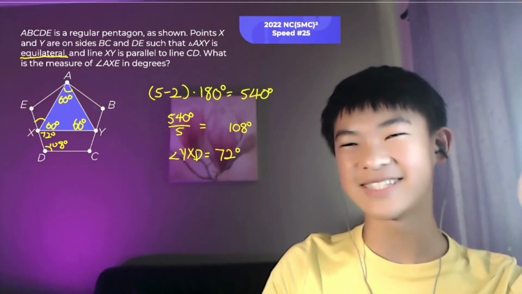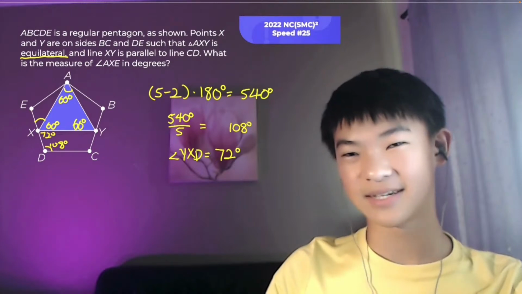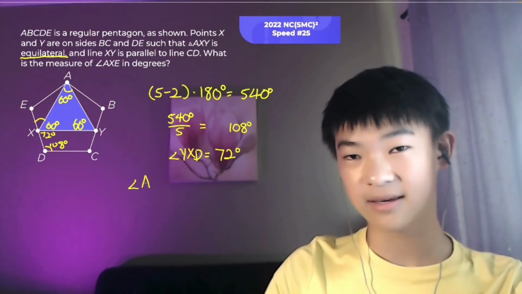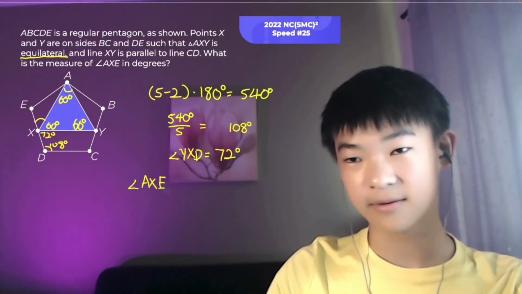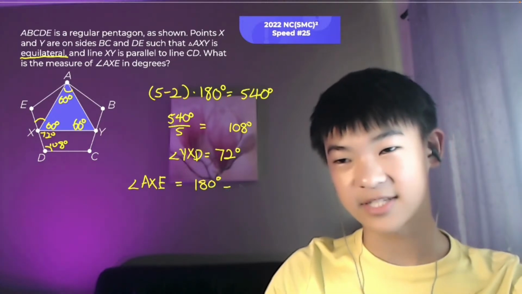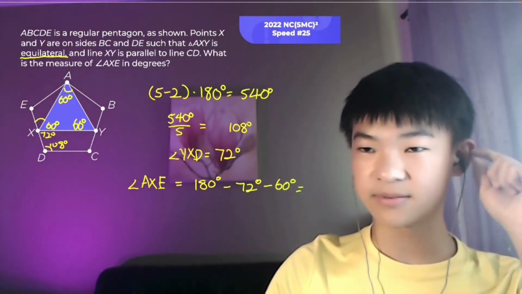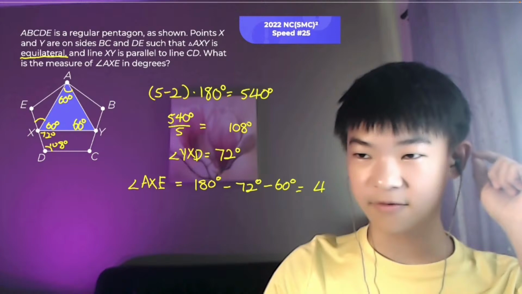Now, we can easily find AXE from supplementary angles. So we have angle AXE would just be 180 degrees minus 72 degrees minus 60 degrees, and this should be 48 degrees.